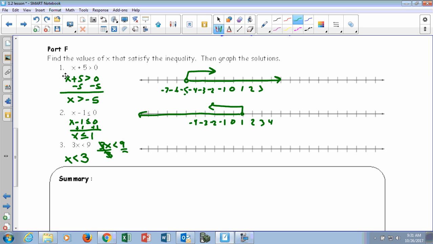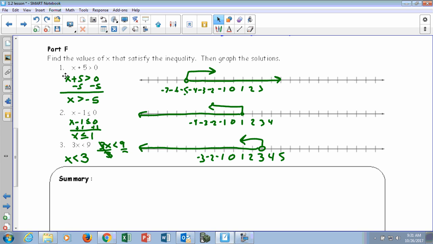So where's 3 at? 0, 1, 2, 3, 4, 5. Okay, is it going to be open or closed circle? Open at 3. Now, which way are we going? You notice how the inequality is open up to the 3. That means that's the biggest number possible. So we are going left.